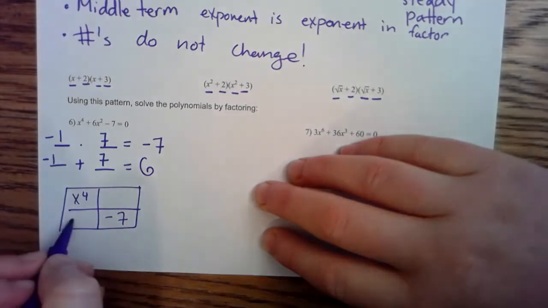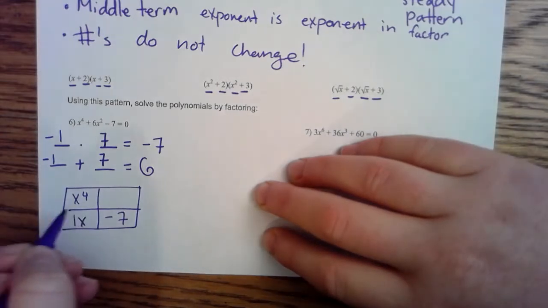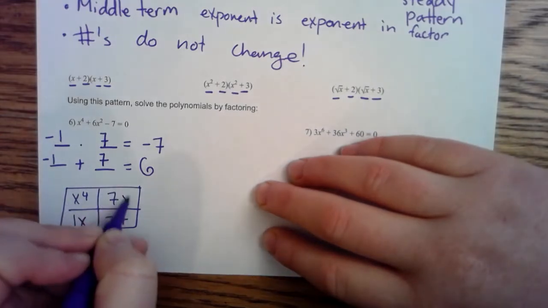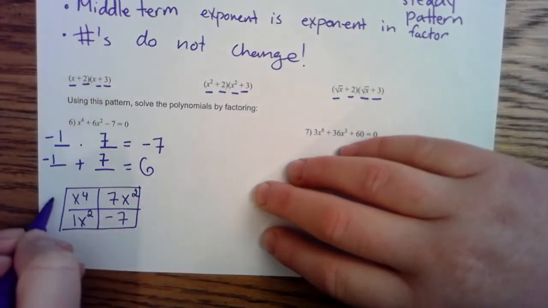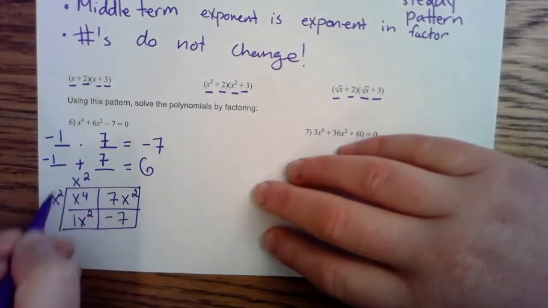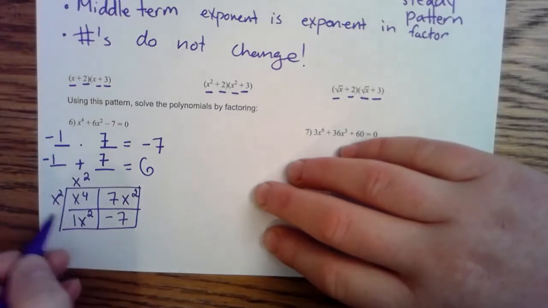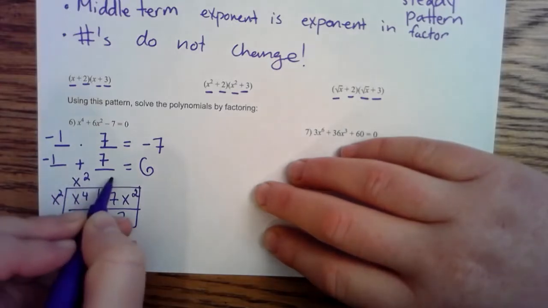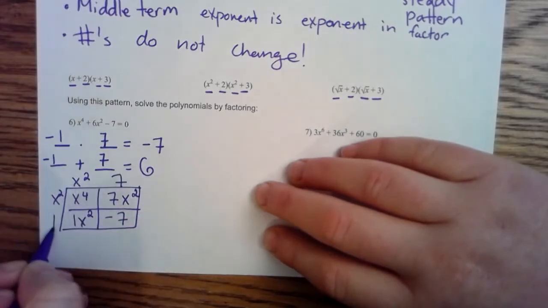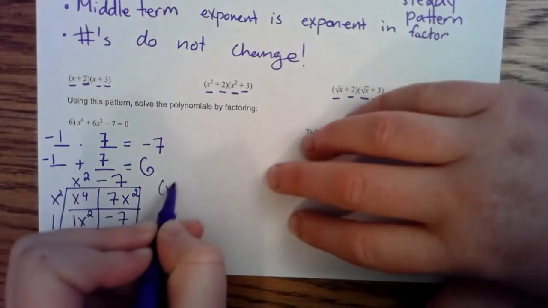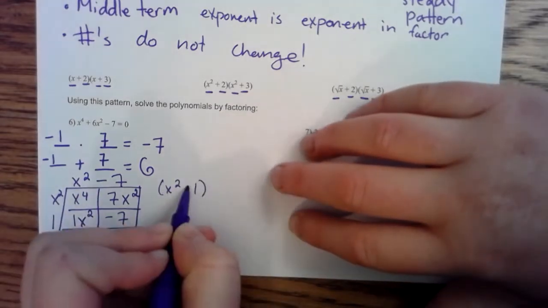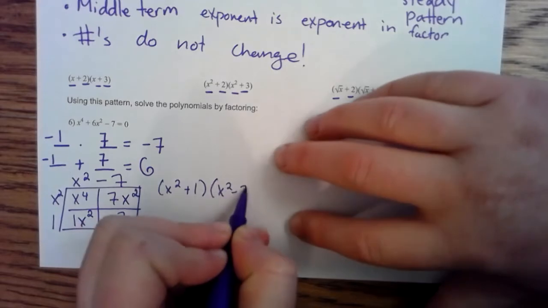So this is going to be 1x, and this is going to be 7x squared. So x squared to get x to the 4th. You guys picking up on the pattern? This is going to be a 7. This is going to be a 1. This will be a negative 7. So I get x squared minus 1 plus 1 and x squared minus 7.